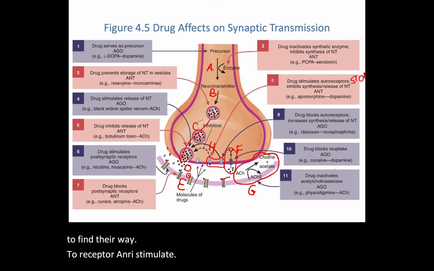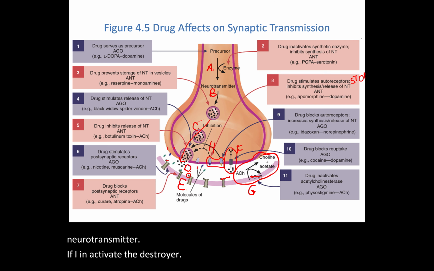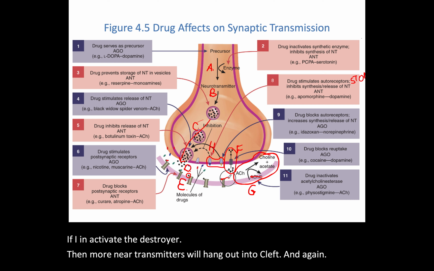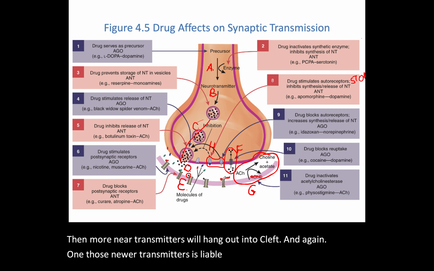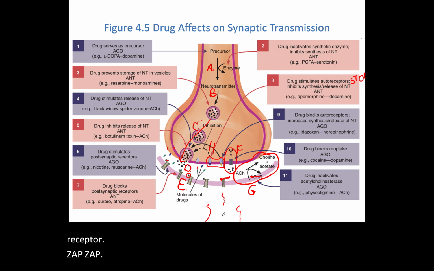Similarly, I could give you a drug that inactivates the destructive enzyme, the enzyme that is chewing apart your neurotransmitter. If I inactivate the destroyer, then more neurotransmitters will hang out in the cleft. And again, one of those neurotransmitters is liable to find its way back to the receptor and zap, and that's agonism.